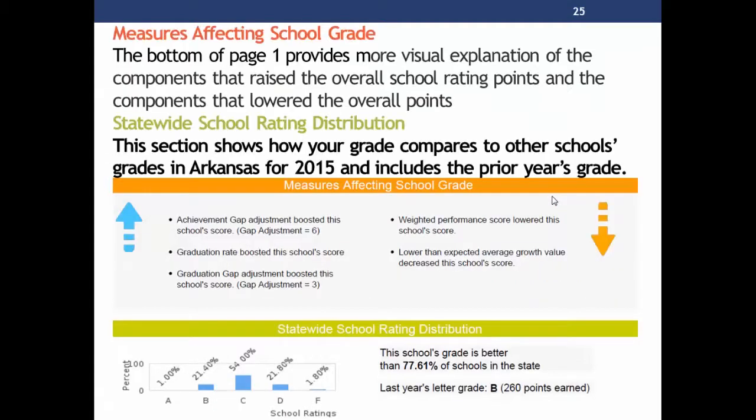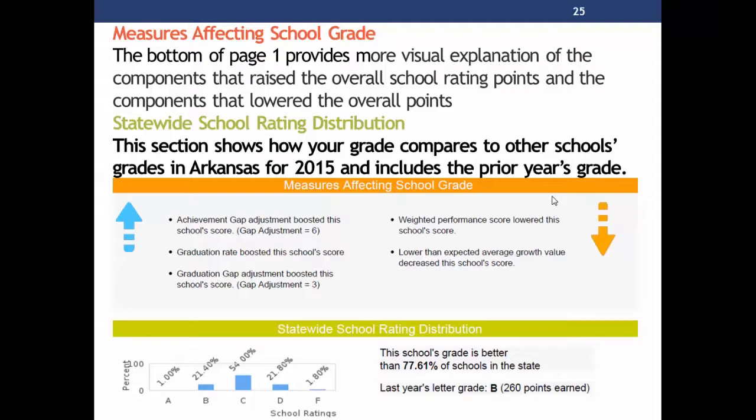Then another section of the report gives you more visual information. The next section is measures affecting the school grade, and you'll notice on the left is an up arrow, meaning these things boosted your grade, and on the right is a down arrow, meaning these are the things that lowered the school's grade. You can see on the left-hand side, this school was boosted by an achievement gap adjustment. They had a small gap between students who are receiving extra services, students who have certain factors that create more of a challenge in their education. Their graduation rate boosted the score, and their graduation gap also was really small, so they got an extra 3 points for that. On the right-hand side, you can see the things that brought the score down.